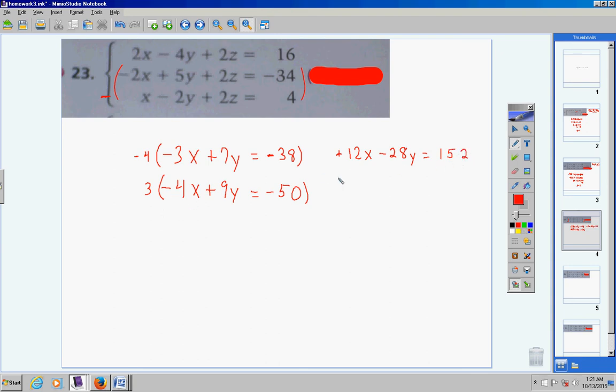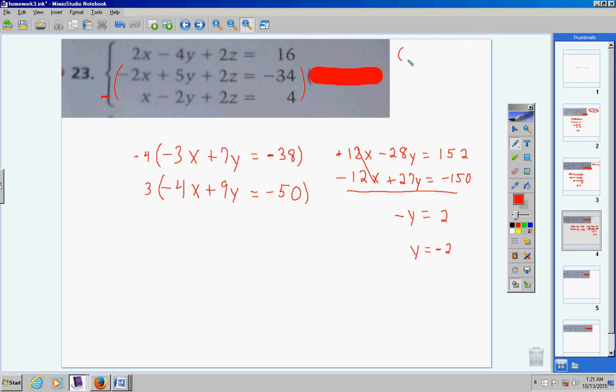3 times negative 4 is negative 12x. 3 times 9 is a positive 27. And 3 times negative 50 is negative 150. Alright, so these will cancel. That leaves me with a negative y equals 2. So y equals negative 2. Okay, so there we go. Hopefully that's right so far.